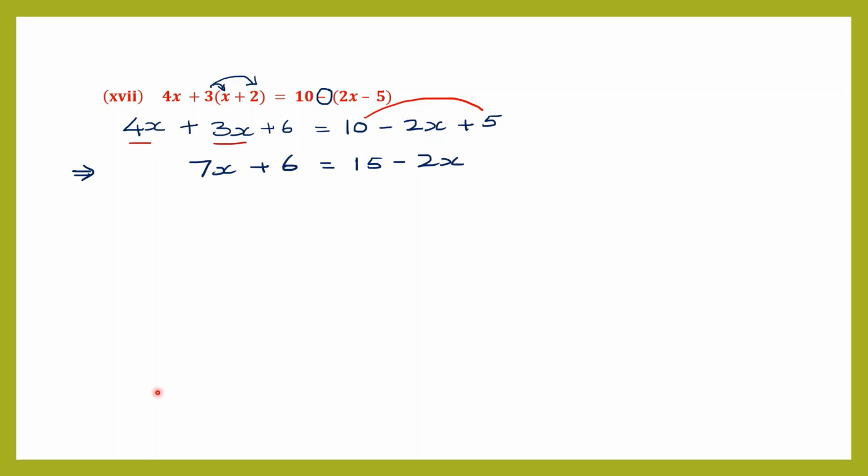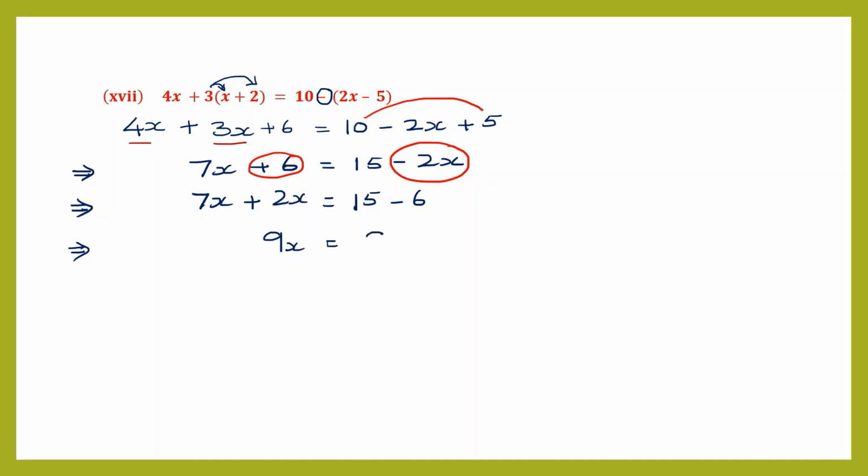Now as you can see, there is an x term on the left and an x term on the right. So let's bring all the x terms to the left side. Here we already have 7x. Now let's transpose minus 2x from the right hand side to the left. That's going to turn to plus 2x. On the right hand side we have 15 already. Now we're going to transpose plus 6 to the right hand side. That will become minus 6. So here let's work out 7x plus 2x. 7 plus 2 is 9. 9x is equal to 15 minus 6, which is 9.